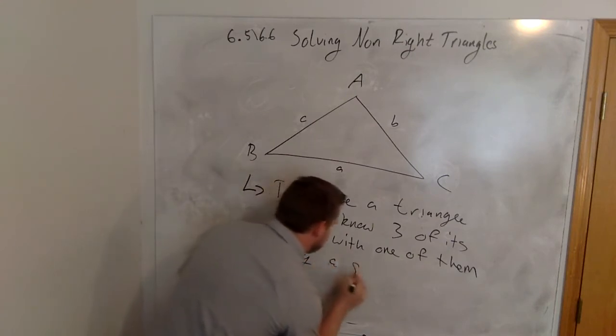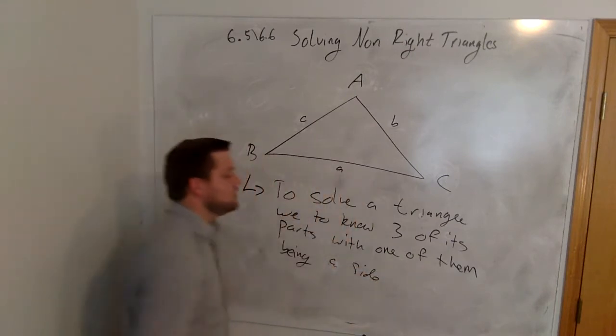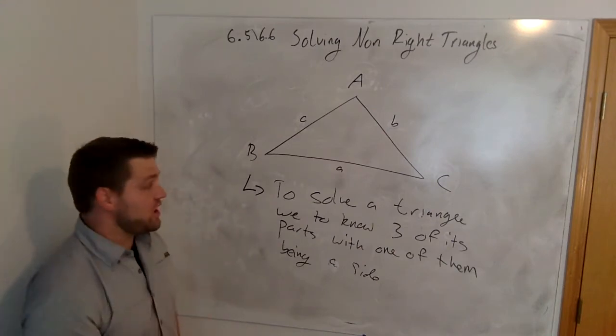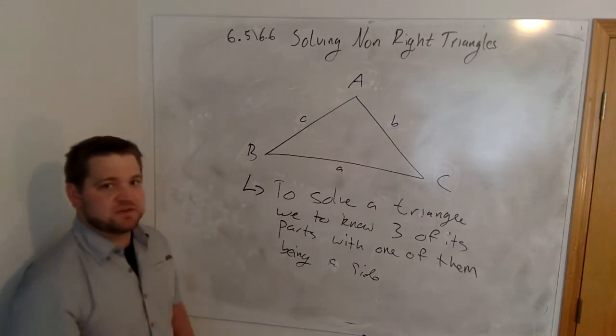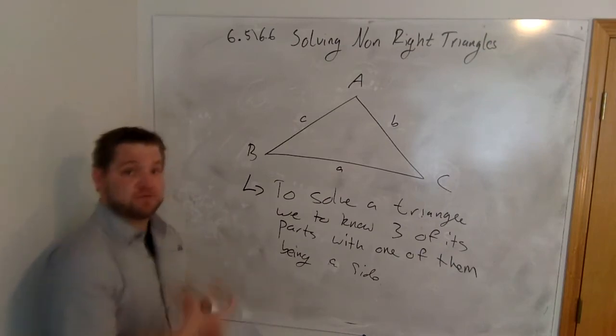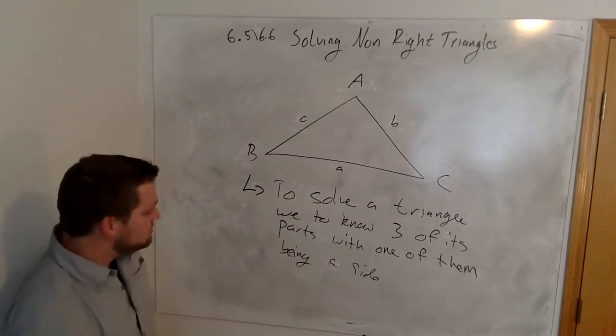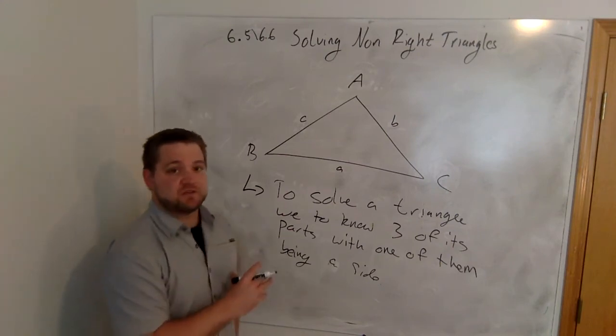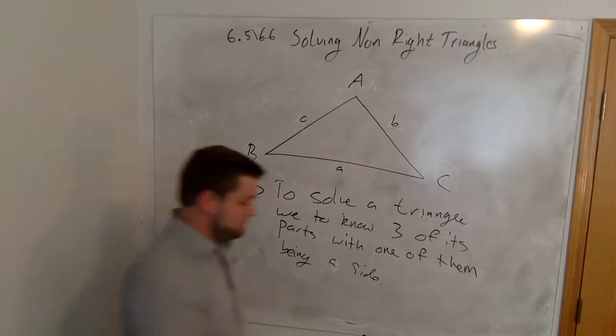Being a side. I'll talk about this here in a second. So I need to know 3 things about a triangle, and one of them has to be a side. And I'll talk about the language we use for these different types of triangles. But that's what we need. We need 3 pieces of information, and one of those pieces of information has to be a side.